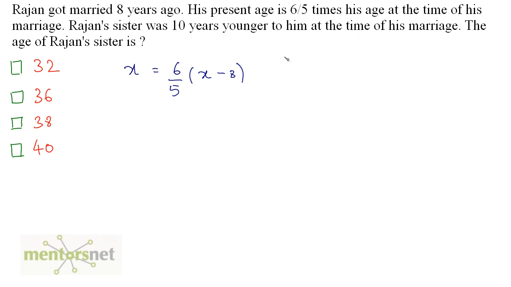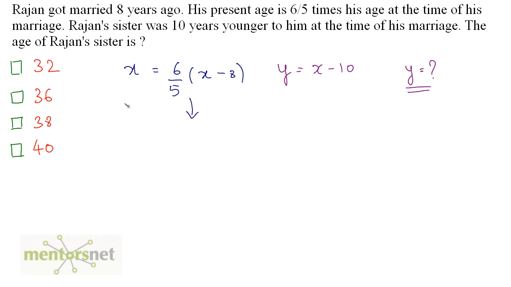Now we have been given that Rajan's sister was 10 years younger to him at the time of his marriage. So he got married 8 years ago, and his sister at that time was 10 years younger to him. So let Rajan's sister's age be y years. So y is equal to x minus 10. And we have to find out the age of Rajan's sister. So y is what we have to find out.